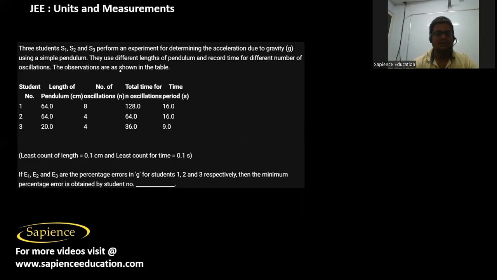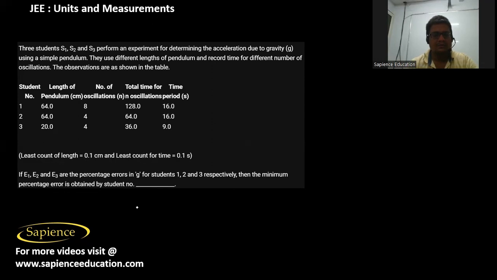Then here it is told 3 students S1, S2 and S3 perform an experiment for determining the acceleration due to gravity G using a simple pendulum. They use different lengths of pendulum and record time for different number of oscillations. The observations are shown in the table. The least count of length is 0.1 centimeter, and least count for time is 0.1 second. So if E1, E2 and E3 are the percentage errors in G for students 1, 2 and 3 respectively, then the minimum percentage error is obtained by the student number.